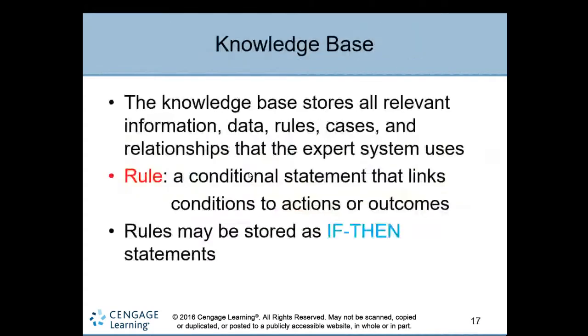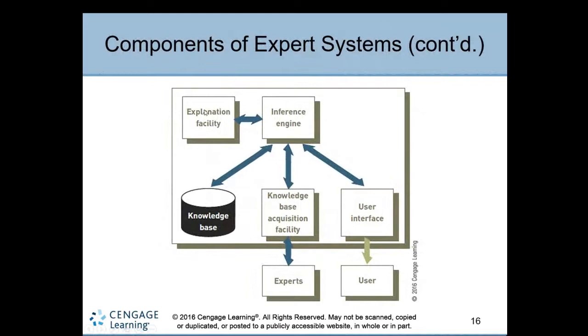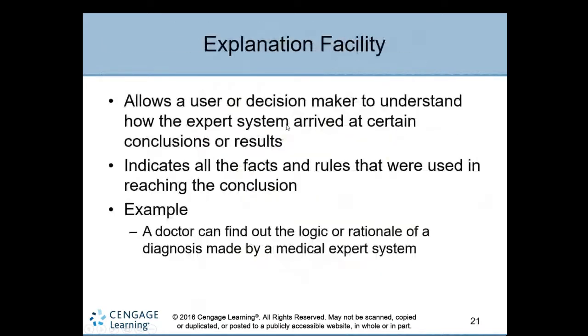You can see the explanation facility here. How is it related to the inference engine? It allows the user or decision makers to understand how the expert system arrived at its conclusion. Say the expert system is coming to a conclusion. This explanation facility will provide how the expert system arrived at the conclusion or result, how it got the answer.